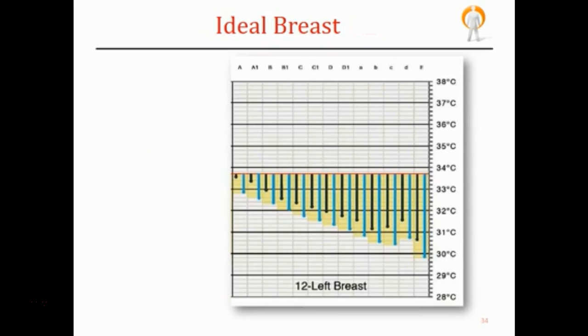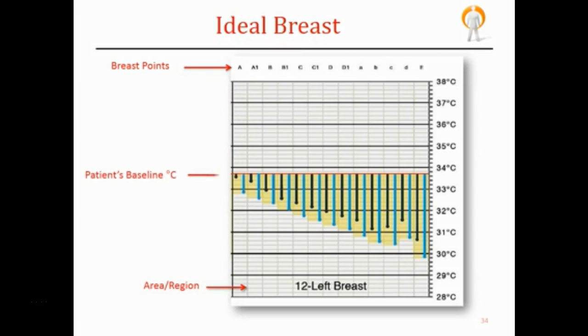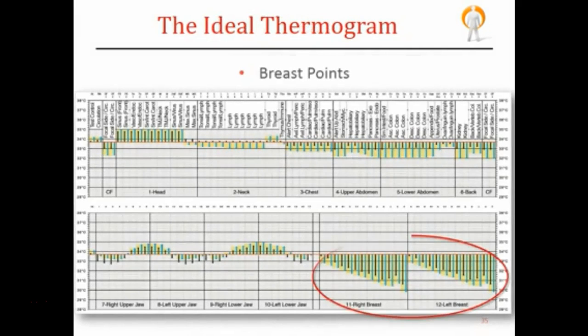Here we have the ideal breast readings, actually for the left breast. The point labels are at the top as usual, and you can easily match them to the breast point diagram and see exactly where there's dysregulation. There's the patient's baseline temperature, a first reading, and a normal second reading beside it, and the ideal range in yellow. Notice how the breast points are the coldest points on the thermogram and should all be below the baseline.